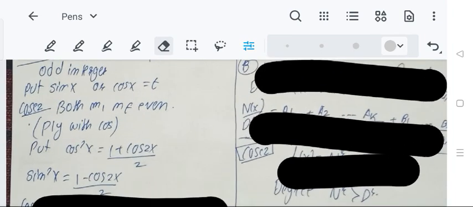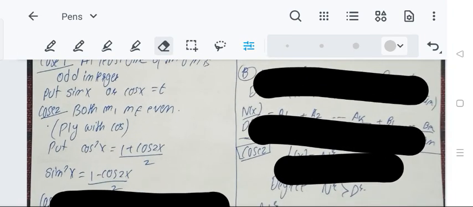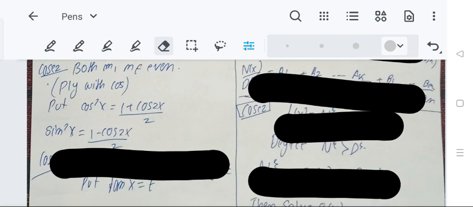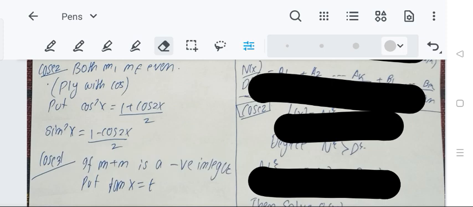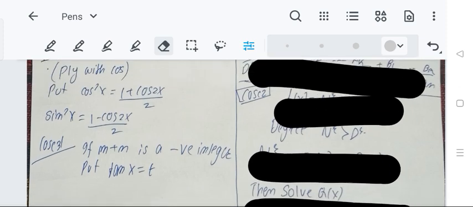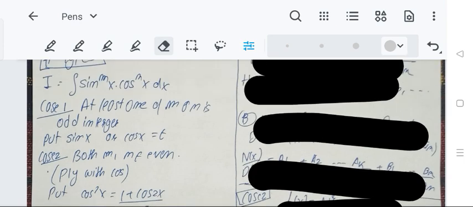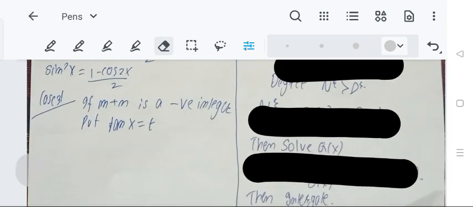The second condition is that both m and n are even, then play with cos: put cos square x equal to (1 plus cos 2x) by 2, and sin square x equal to (1 minus cos 2x) by 2. Case 3 is that if m and n are negative integers, then simply put tan x equal to t, and then differentiate that, as you need the dx term.